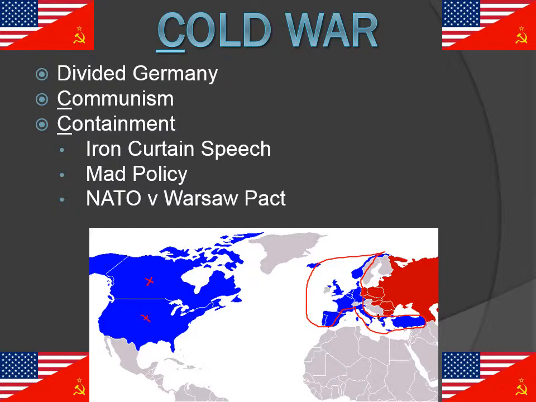But what you see in red on this particular map is the picture of the Warsaw Pact. Now, the Warsaw Pact countries are those countries that are going to be created that are going to be owned or really ruled by the Soviet Union. And so the Warsaw Pact is created to counter NATO.